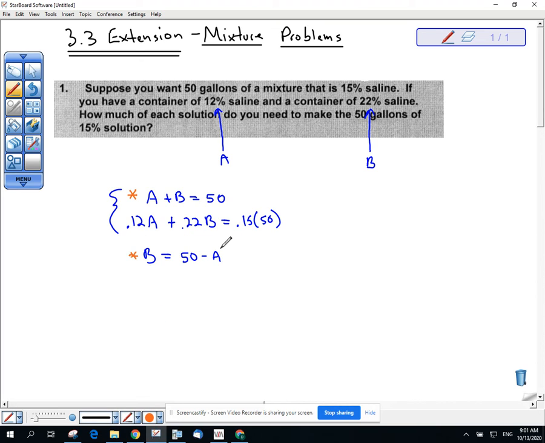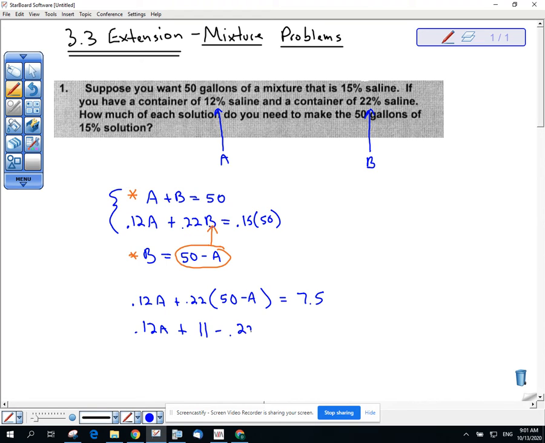And now I'm going to take 50 minus A and plug that in for B. So you'll have 0.12A plus 0.22 times the quantity 50 minus A. Don't forget the parentheses. You must have those. And then if you multiply 50 times 0.15, it's 7.5. Then just solving, distributing the 0.22. Yes, I'm using a calculator. You wouldn't want to make a mistake. That's 11. I should have known that.